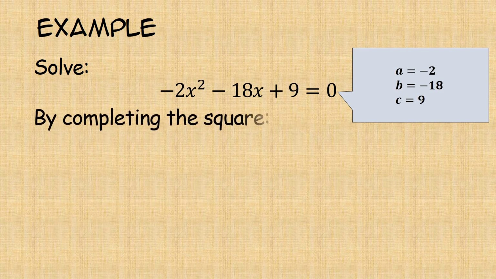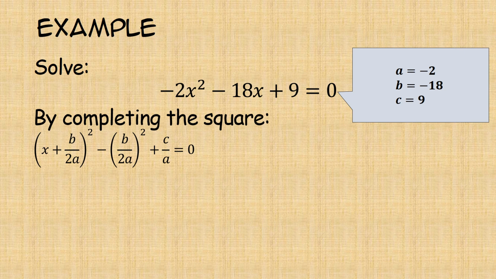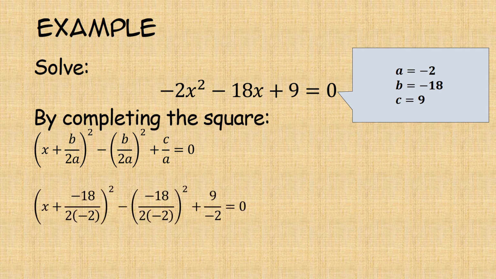And remember again what the final form of completing the square is. x plus b over 2a all squared minus b over 2a squared plus c over a equals 0. I'll say it again. x plus b over 2a bracket squared minus b over 2a squared plus c over a equals 0. So we plug in the numbers for a, b, and c, simplify to get x plus 4.5 bracket squared minus 20.25 minus 4.5 equals 0.